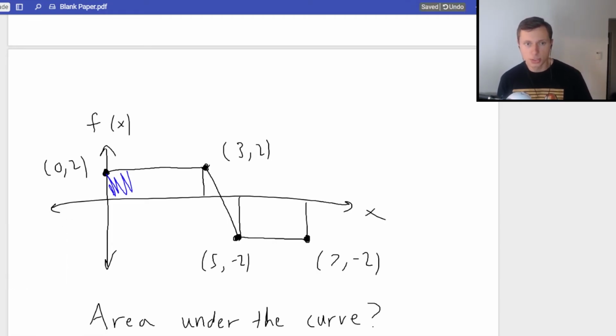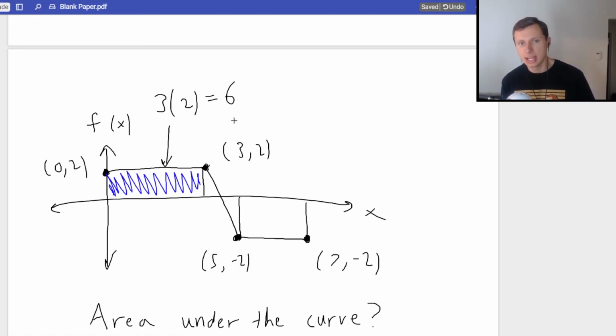So first I'll shade in this rectangle in blue. The blue rectangle has a width or length of 3 times a height of 2, because that's how high it is. So we have an area of 6 for the blue. Then I'll shade this triangle in red.